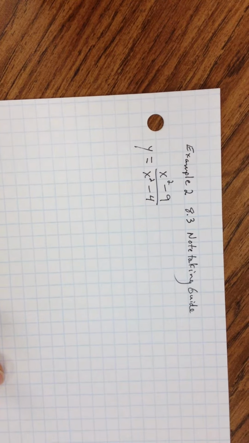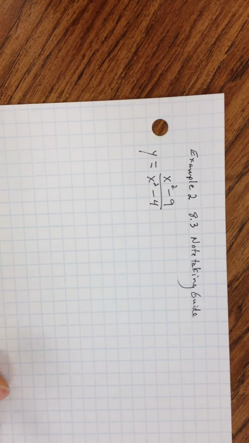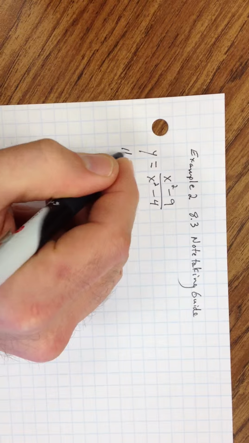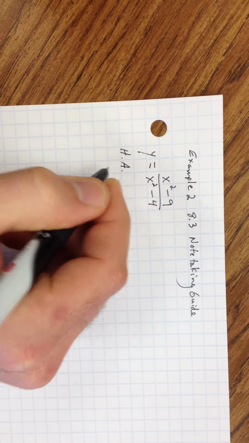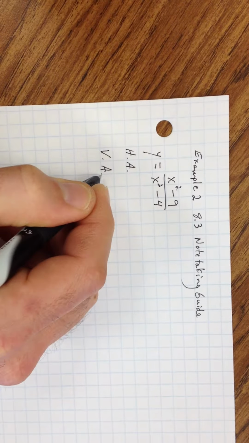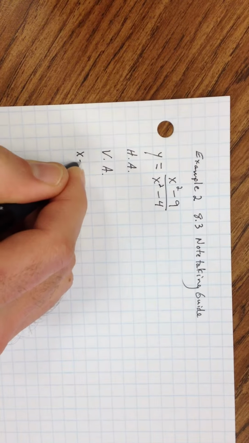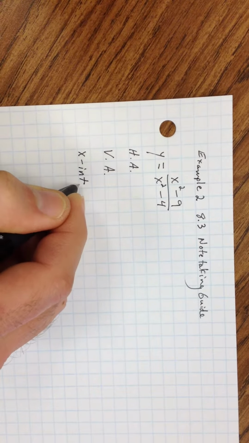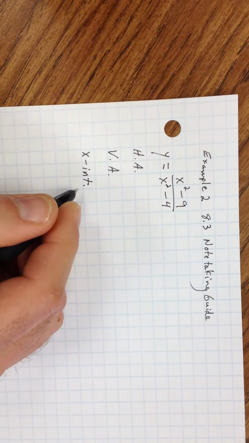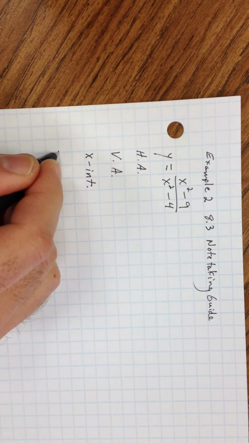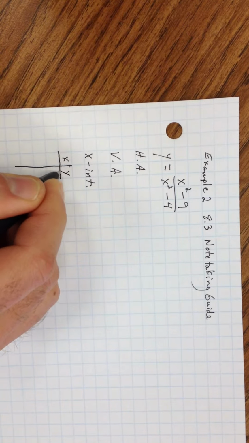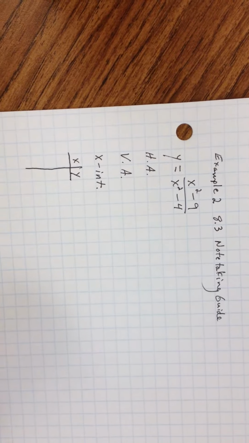So if we start with that rational function, we have a list of things to look for. We want to look for the horizontal asymptote, the vertical asymptote. Also want to pay attention to the x-intercept, if they have any x-intercepts, possibly more than one. And then we'll make a table of values. Not sure how many we need yet, but we'll check that out.